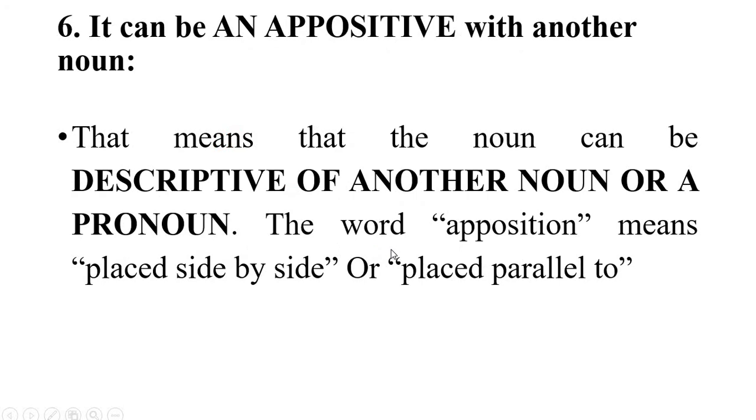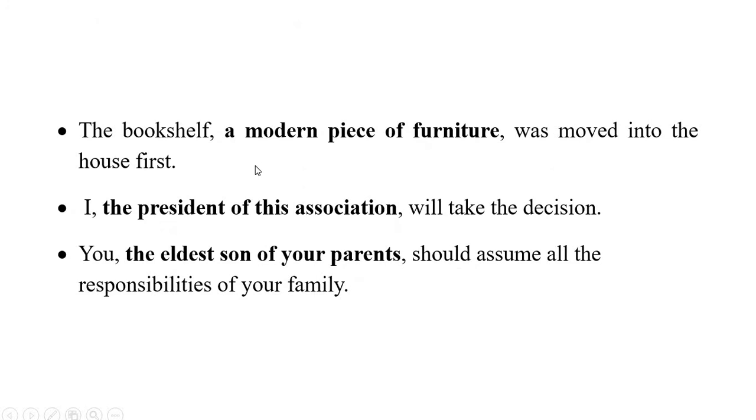Number 6. And here the function is called an appositive. What is it, the appositive? Well, this means that a noun can be descriptive of another noun or pronoun. It means they are in opposition. They are side by side. They are placed parallel to each other. This is what this word appositive means.